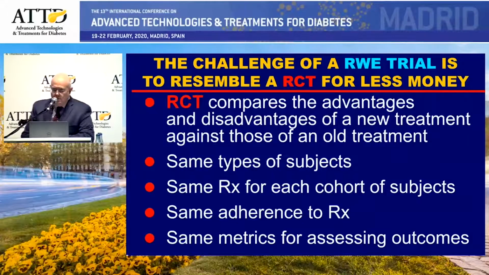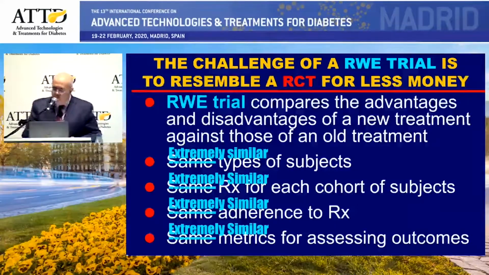But it uses the same types of subjects, the same treatment for each cohort. You have the same adherence, which is good for the treatments, and use the same metrics for assessing outcomes. On the other hand, a real-world evidence trial compares the advantages and disadvantages, but instead of the same types of subjects, they're extremely similar, but you're not actually controlling, and they're not going to be the same.